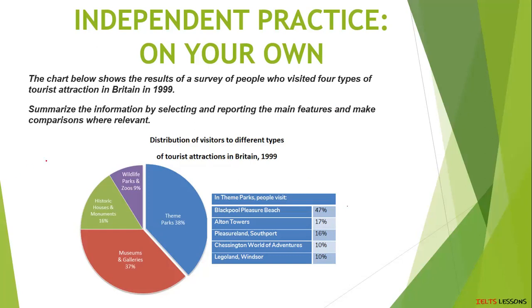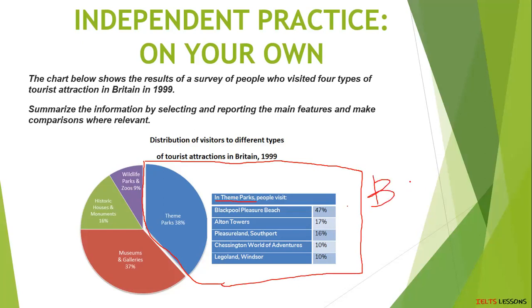If you look at this graph here, you can combine and write this as your body paragraph 1, because this is a theme park, and the highest proportion here is theme park also, that's 38%. Talk about theme park. The wildlife park is not very popular compared to theme parks, followed by museums and art galleries, and the rest didn't have many visitors.